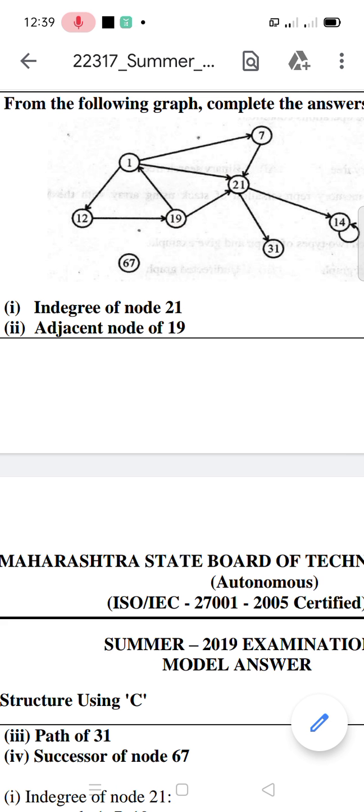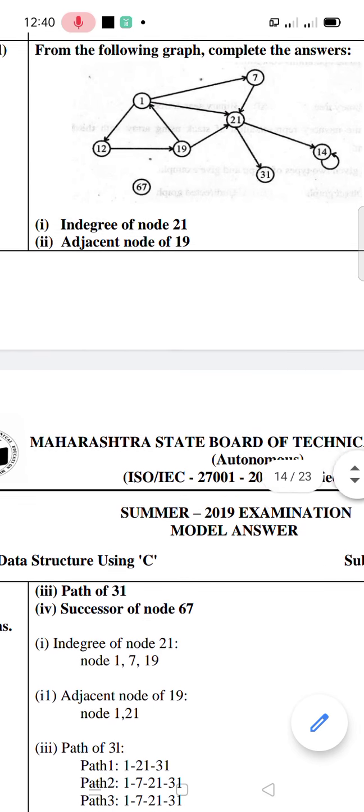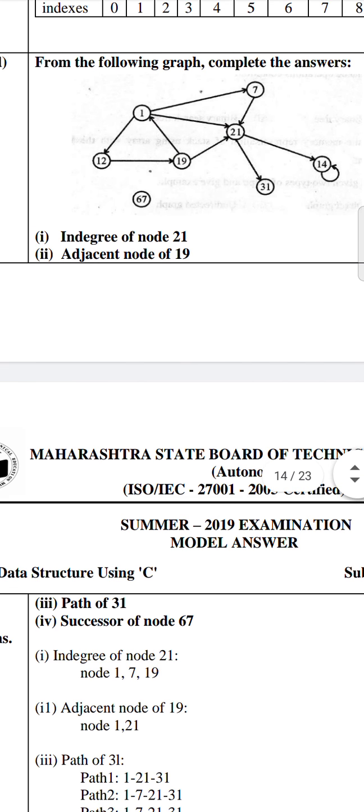The next bit is the adjacent nodes of 19. If you observe this node 19, what are the adjacent nodes of 19? It is nothing but the neighboring nodes of 19, right? If 19 is the node of interest, then 1, 12 and 21 are the 3 neighboring nodes of 19, right?